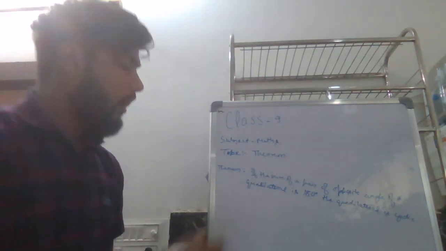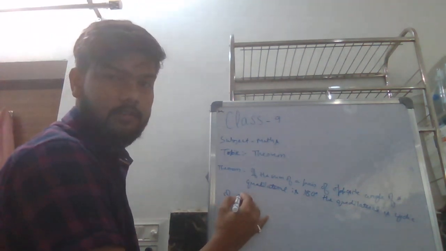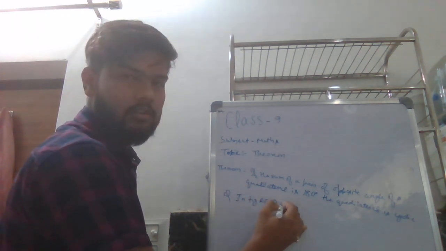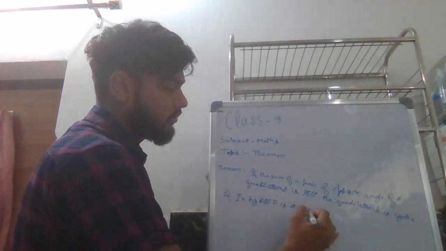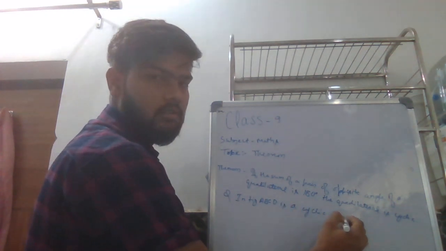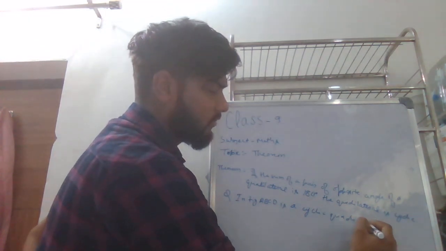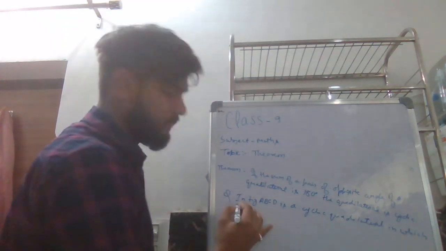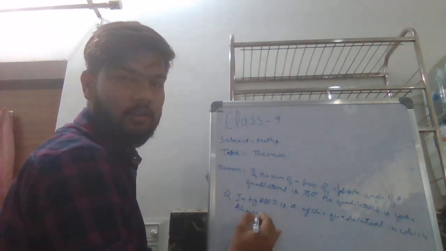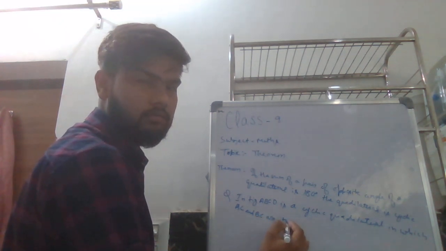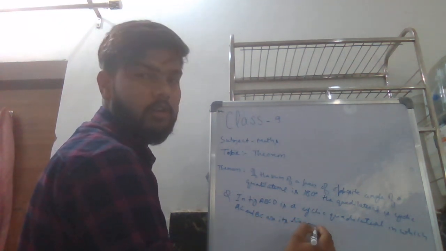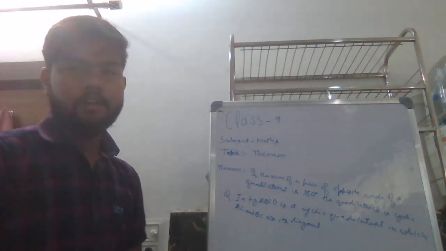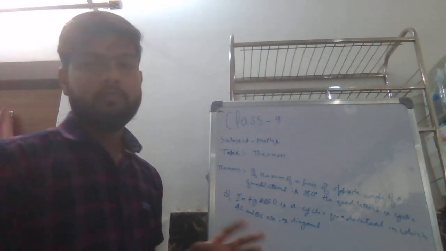Now again I have a question for you. In the figure, ABCD is a cyclic quadrilateral in which AC and BD are its diagonals. Now we are going to solve this question. How can we prove this?